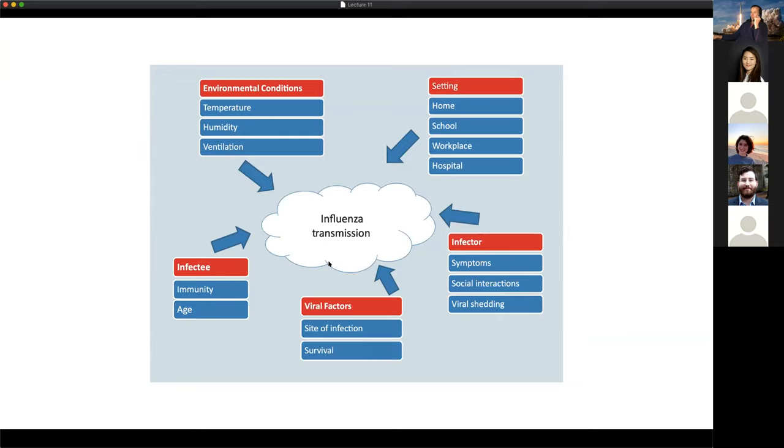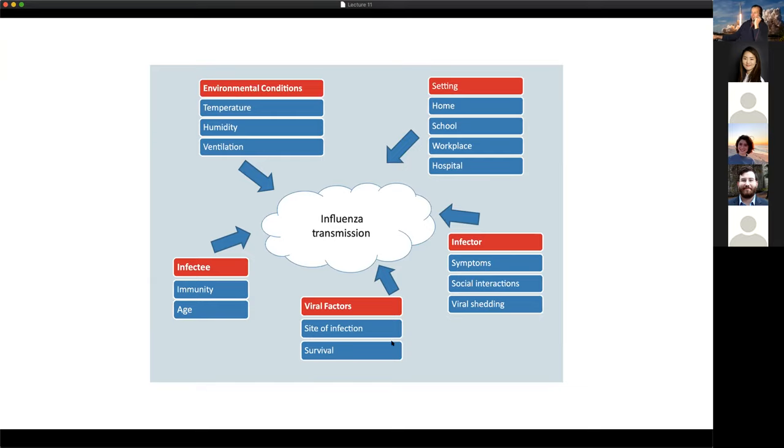Transmission of any pathogen is going to be modulated by a large number of factors that are difficult to arrange in terms of importance, but they all could play a significant role. So you can start by looking at the person that might be infected. So the infectee, what's their age? What's their immunity status, right? This is relevant for SARS-CoV-2 as well. Similarly, the infector, do they have symptoms? What type of social interactions? Are they shedding the virus, which means are they releasing viral particles? And it depends on the stage of infection, and a lot of other things.